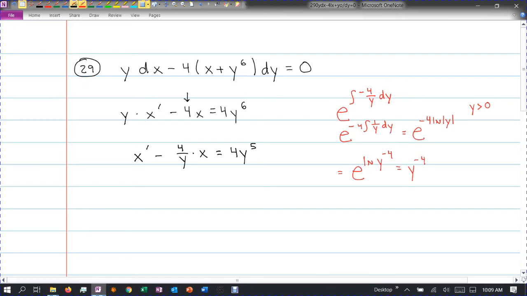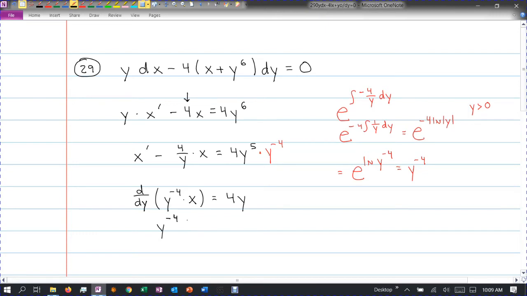So we know our left side is going to wind up being a derivative of a product. It's going to be our integrating factor times x this time, and that should equal, okay, so when we multiply the right-hand side by y to the -4, we add the exponents there, we just get 4y. That's real good. Now we integrate both sides with respect to y, and we get, you know what, I wrote dx there, that should be dy.